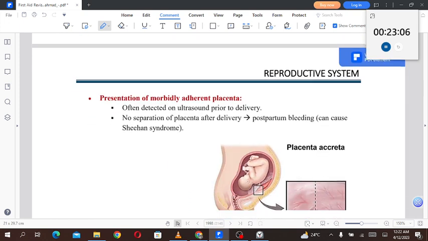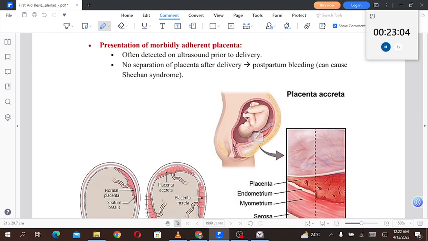So presentation of the morbidly adherent placenta: how does the patient present to us? Often detected on the ultrasound prior to the delivery. Then we have no separation of the placenta after delivery. Postpartum bleeding can cause Sheehan syndrome.